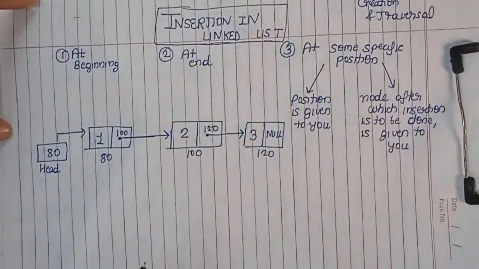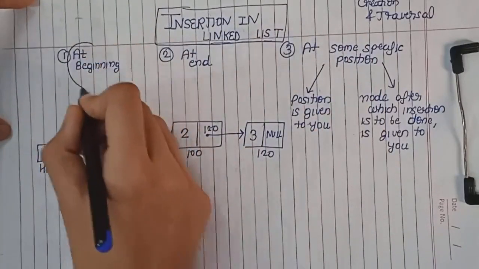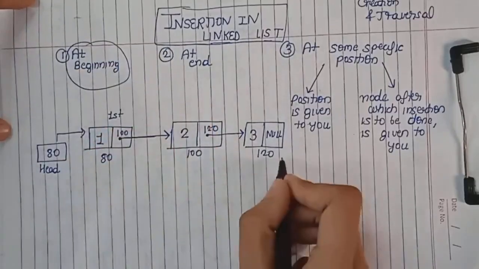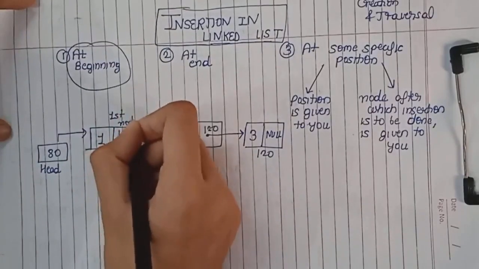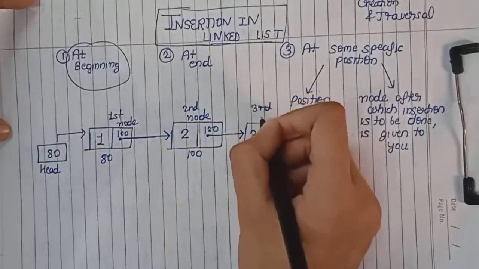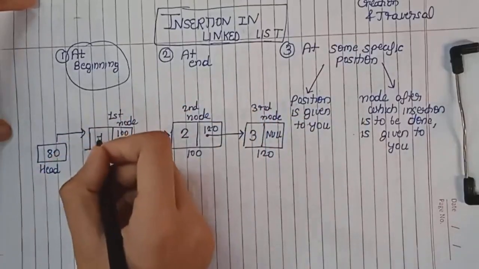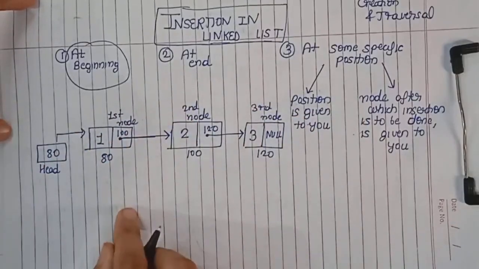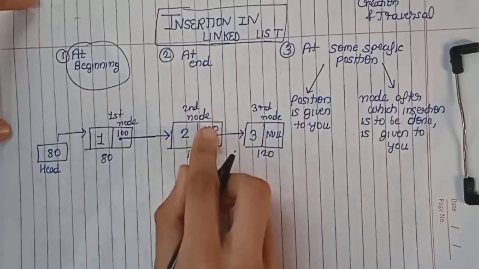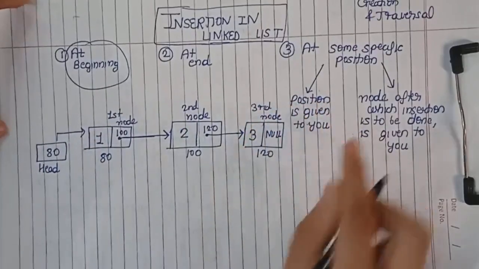So insertion in the linked list can be done in three ways. The first way is to do the insertion at the beginning. If this is our linked list and this is the first node, this is the second node, and this is the third node of the linked list, and we want to insert a new node at the beginning, then we need to insert that node at the first position, and this node will move to the second position, this node will come to the third position, and this node will come to the fourth position.